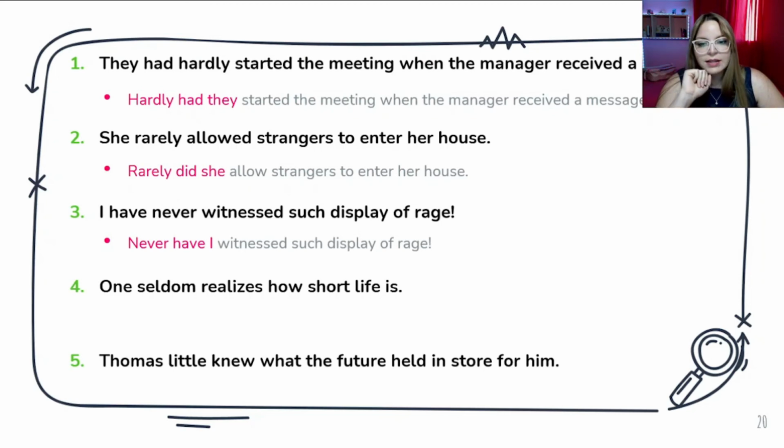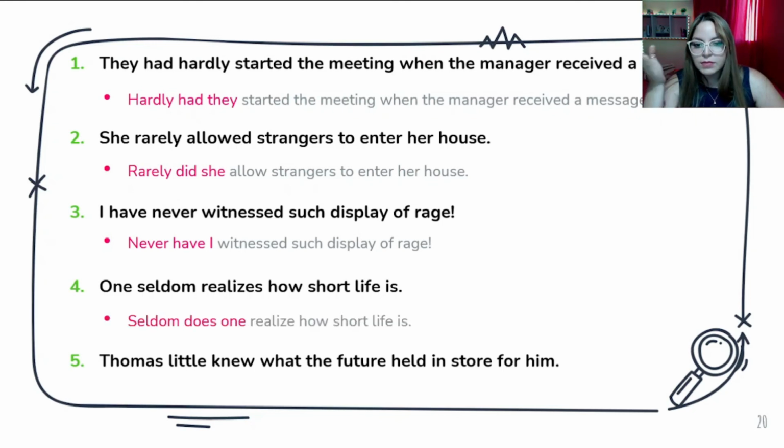One seldom realizes how short life is. This sentence is very similar to the second one. So, how can we invert? Well, seldom does one realize how short life is. Remember that whenever you use an auxiliary verb, the main verb should remain in its infinitive form. Okay, so if here we have the auxiliary verb does, the main verb should not be written as the original sentence. It should be written in the infinitive form.